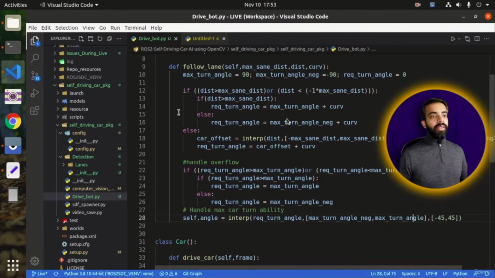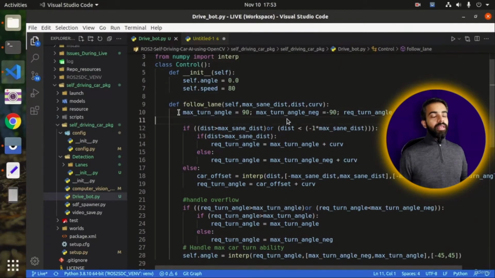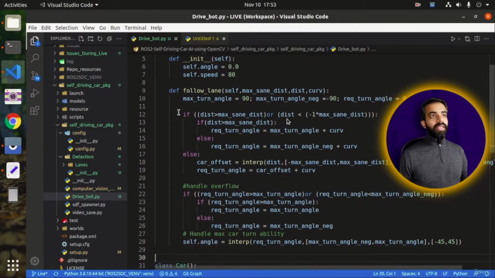Now, whatever interpolation is being done to handle the max car turn ability is being saved inside the self.angle. So angle has been updated according to the lane conditions. Now, this means that the follow lane function or the control system has been completed for the lane assist feature. Now, all we need to do is create a particular function inside this controls class that will call all of the different control systems through a central hub.